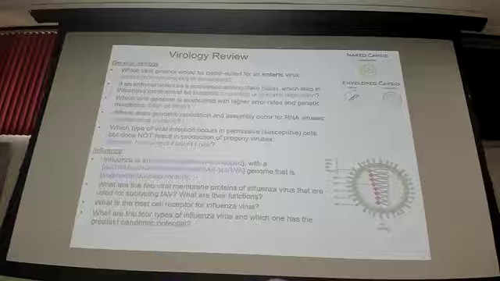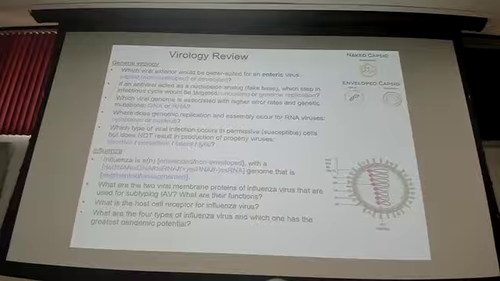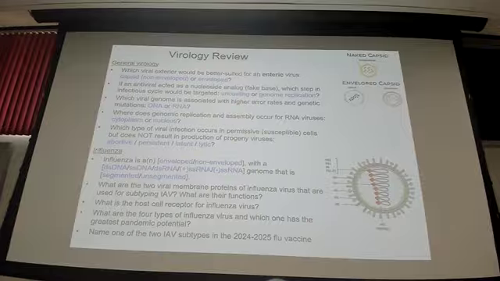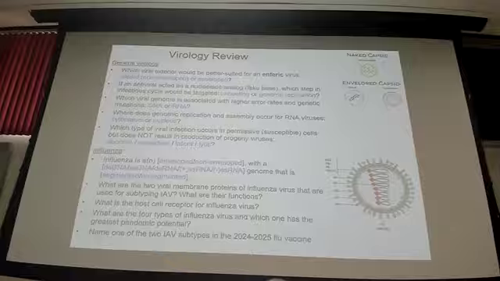Four types of influenza virus, and which one has the greatest pandemic potential? A through D, and the one with pandemic potential is A, very good. And then the influenza A subtypes that are included in that 2024-2025 vaccine, and actually are included in most recent vaccine formulations. What do you think? H3N2, close. And bonus point, H1N1 is the other one.